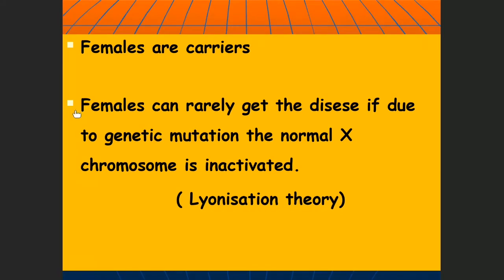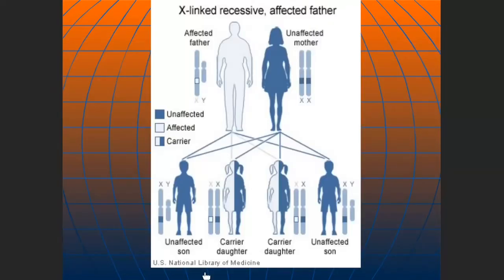Okay. So, hemophilia A is a disease of males. Females are carriers. This is an example of the inheritance.